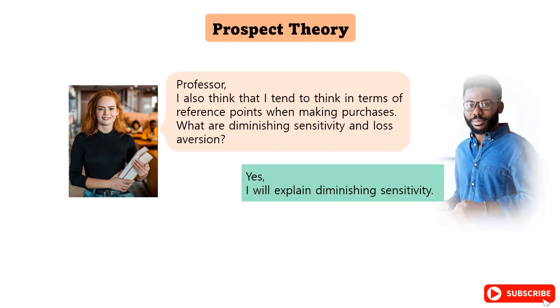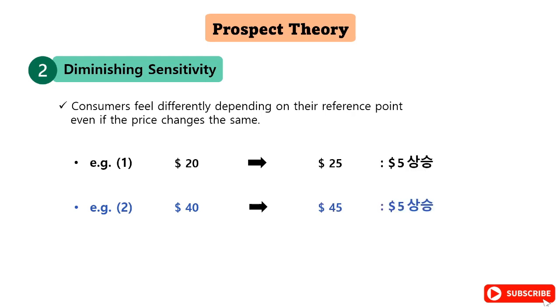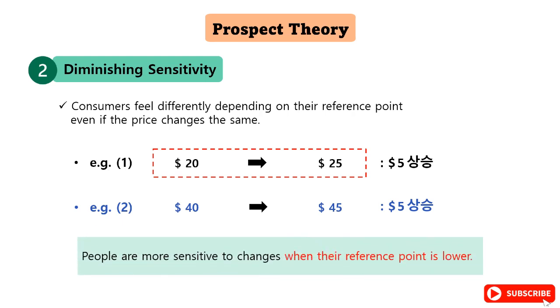Yes, I will explain diminishing sensitivity. Diminishing sensitivity is the theory that consumers feel differently depending on their reference point, even if the price changes the same. For example, comparing a price increase from $20 to $25 and a price increase from $40 to $45. Even though both cases involve a $5 increase, consumers perceive the increase from $20 to $25 as a much larger increase. This is because people are more sensitive to changes when their reference point is lower.